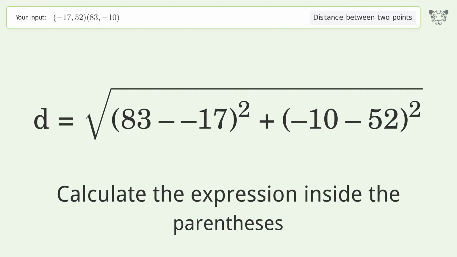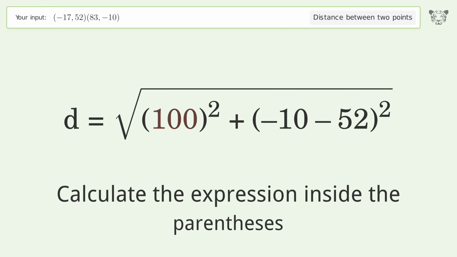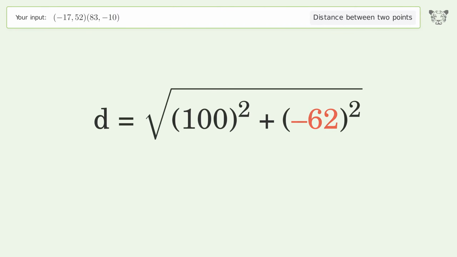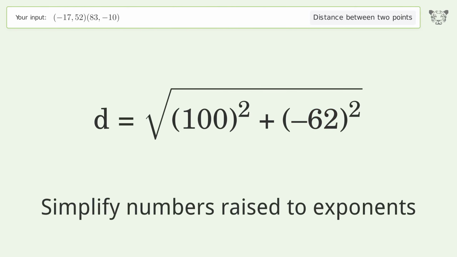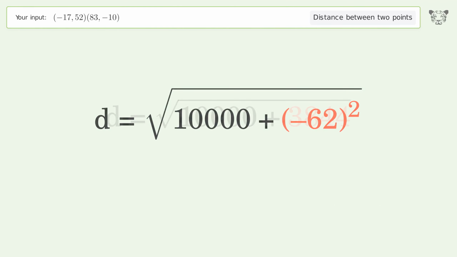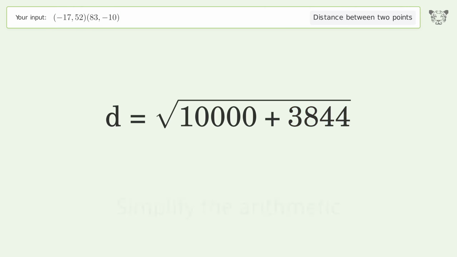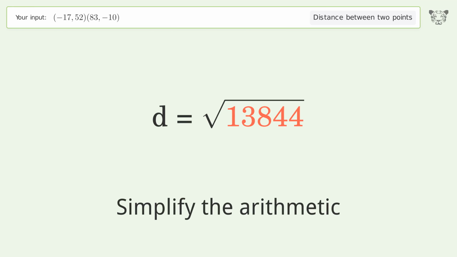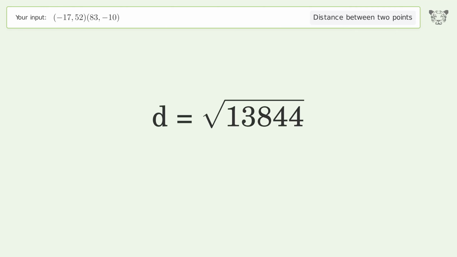Calculate the expression inside the parentheses. Simplify numbers raised to exponents. Simplify the arithmetic. And so the distance between the 2 points is the square root of 13,844 or 117.661.